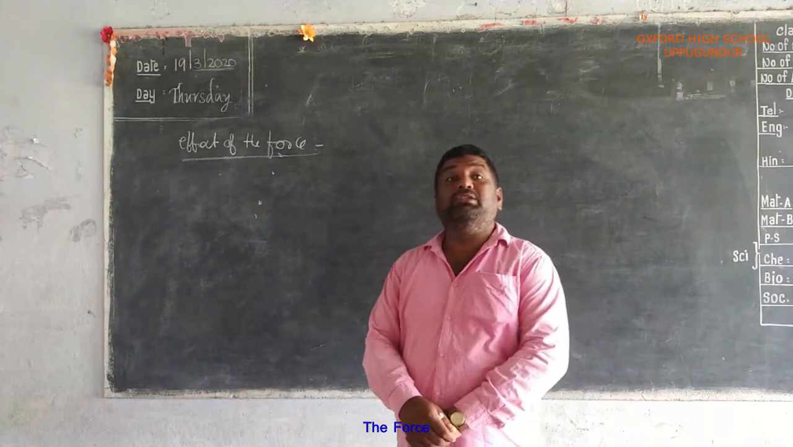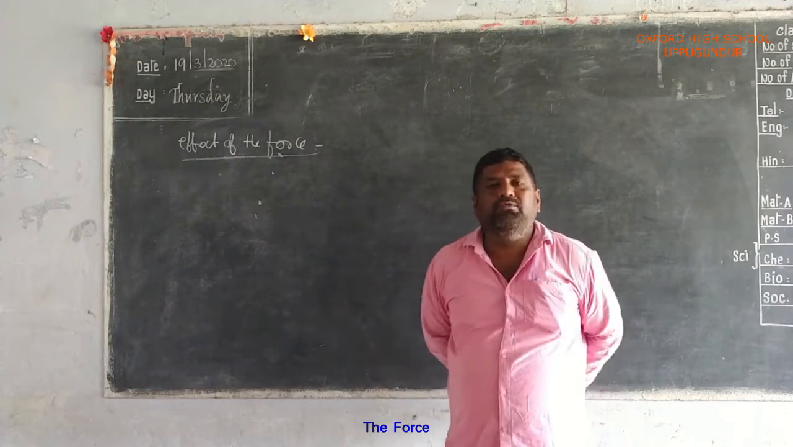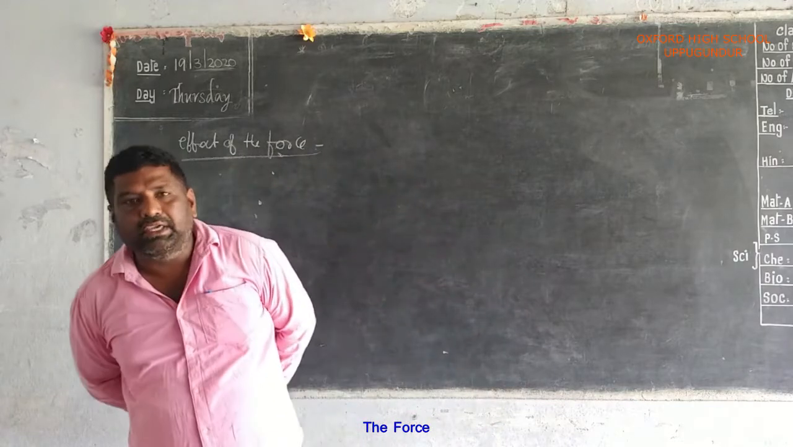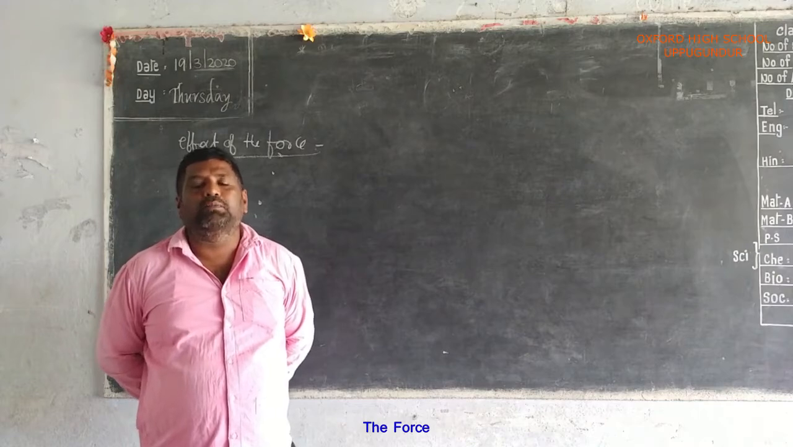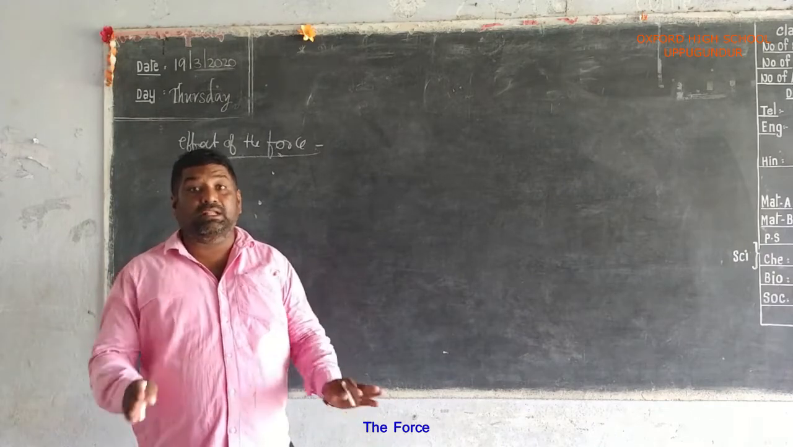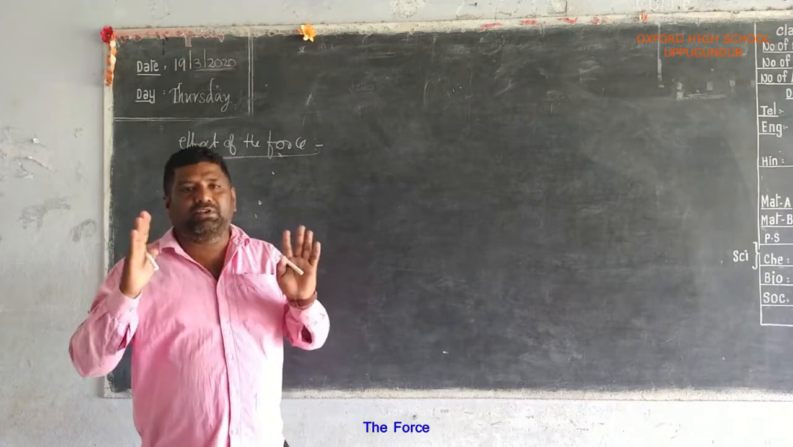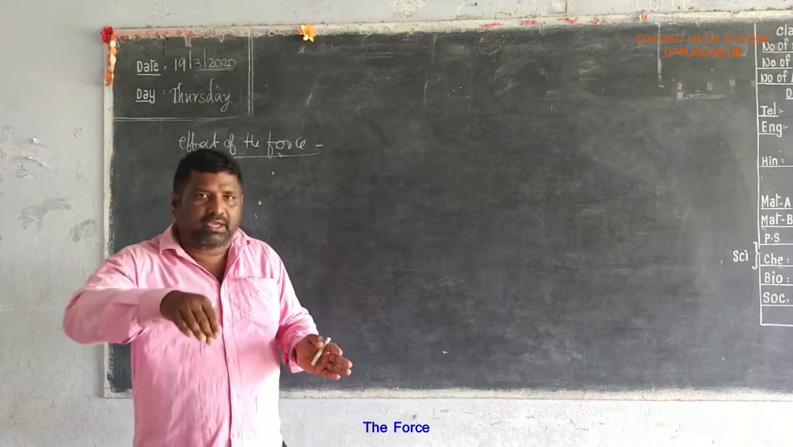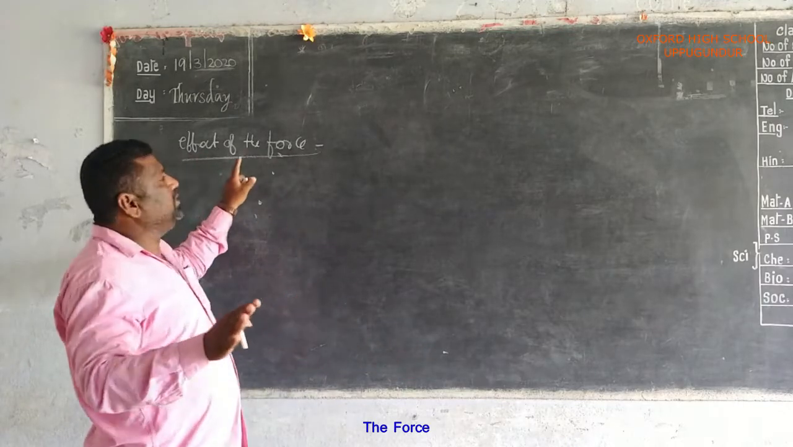We also discussed the free body diagram, FBD. What is the full meaning of FBD? F means free, B means body, and D means diagram: free body diagram. In the previous classes we discussed the definitions, their examples, and their derivations. Now today we are discussing one more topic, the effect of forces.